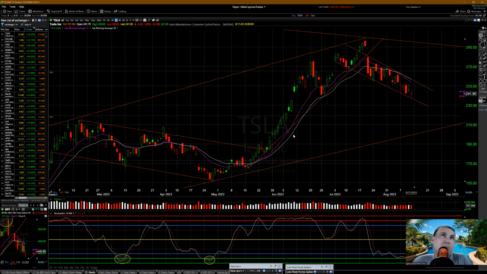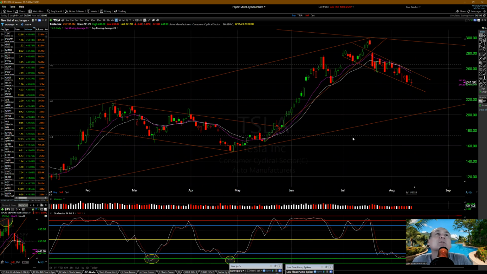Look at this. 150 went all the way to 300. That's a nice hold long. That's a nice swing. You want swings. Swings could be anywhere a few days to a month. Anything over a month, it's more of like you're holding a position, but still, it's still a good move.